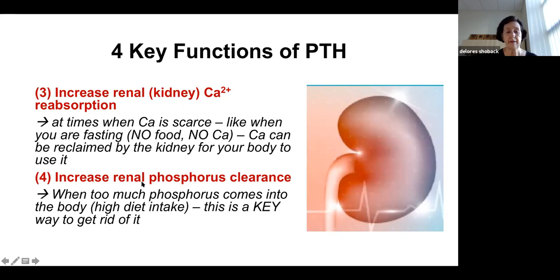And then the other thing that the kidney does, very importantly, is it can clear phosphorus out of the body. Why that's important is that phosphorus comes in every day through our diet.